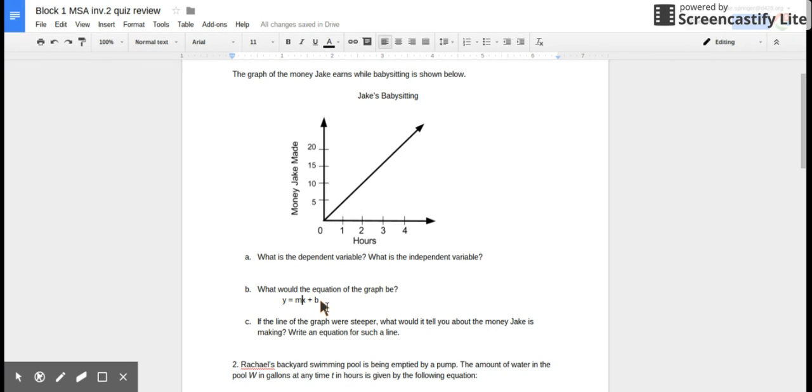For our b, that's our y-intercept. And we determine that by looking at our line and seeing where it hits the y-axis. So we see basically where we start at 0 hours. So if we look at our y-axis, we see how much Jake makes at 0 hours, and that's going to be our value for b, our y-intercept.